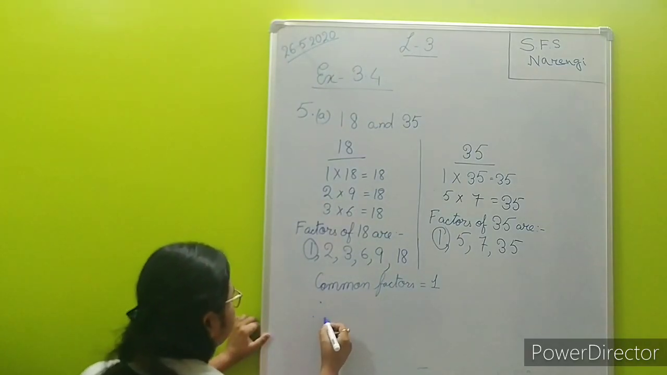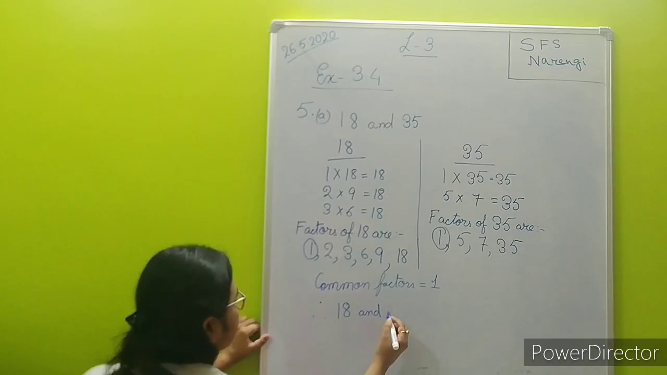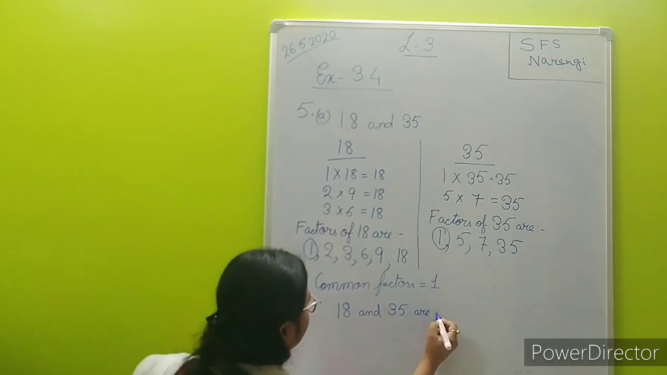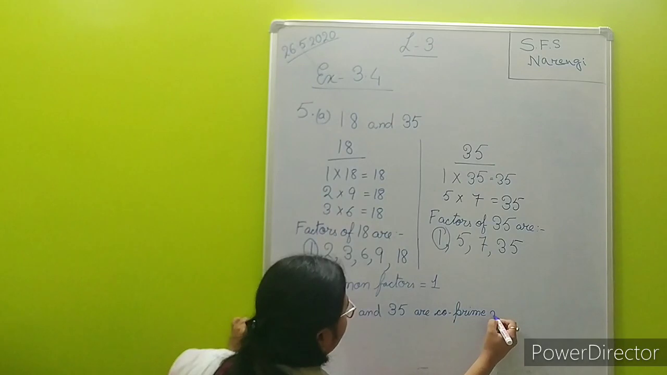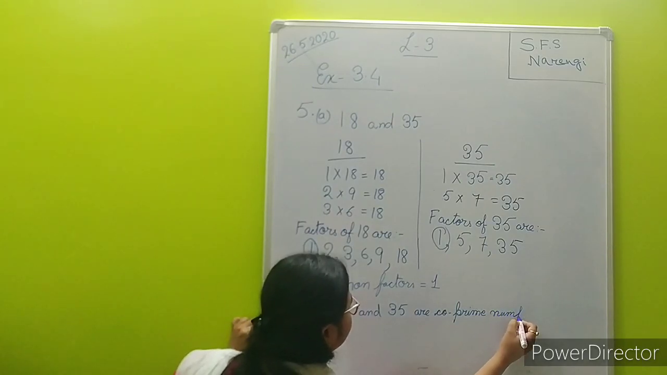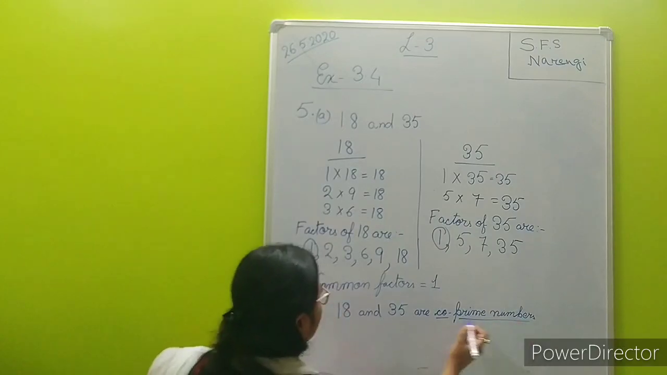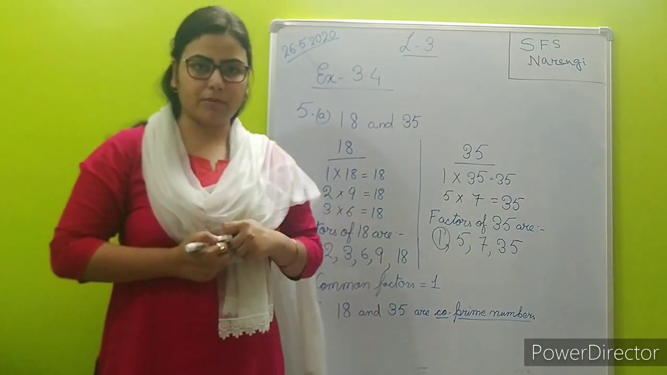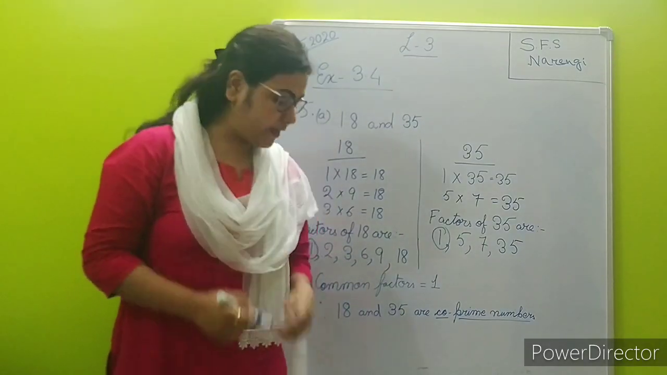Therefore, 18 and 35 are co-prime numbers. Okay? So 18 and 35 are your co-prime numbers. Okay? So this was our number 5A.